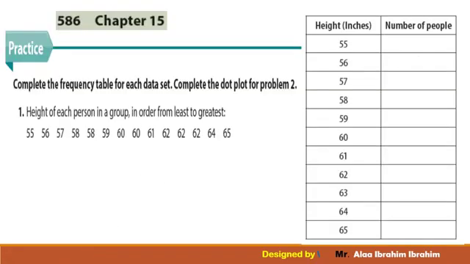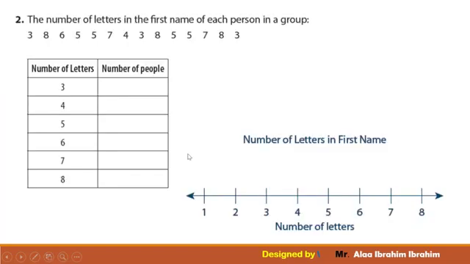Now page 586, we have to fill these gaps with these answers. I have to arrange the data and know the numbers of 55 and so on. If you arrange it, you can just count to save your time. So you find how many 55s, just 1. If you complete this, it will be easy, I think.